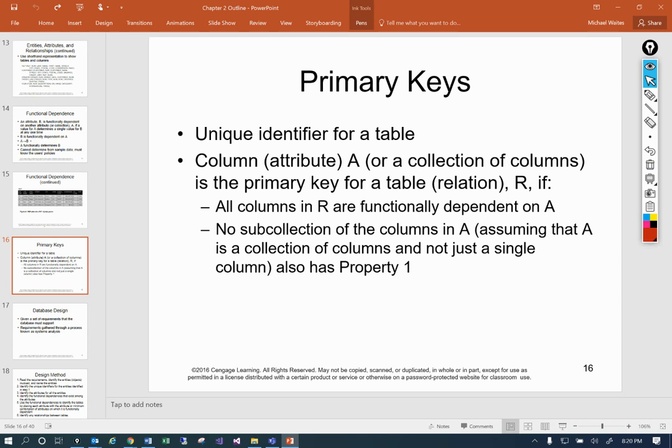So if you've got an attribute A, so column A, or like I said, it can be a collection of columns, A is the primary key for the table R if the columns in R are functionally dependent on A, and no subcolumn of the columns in A, since it can be a collection of columns and not just a single column, also has property 1.